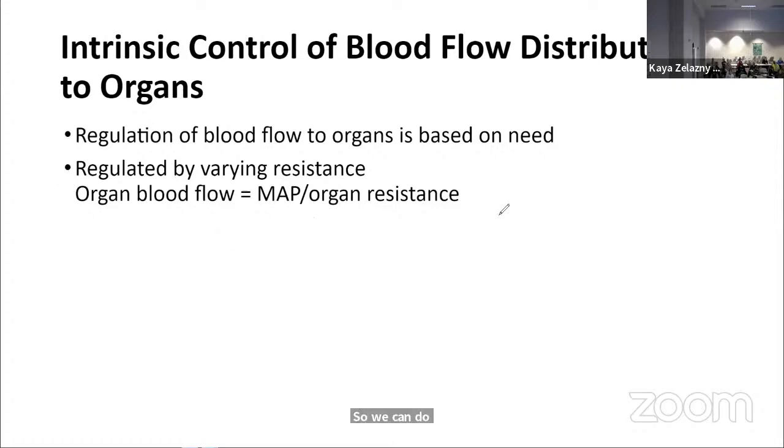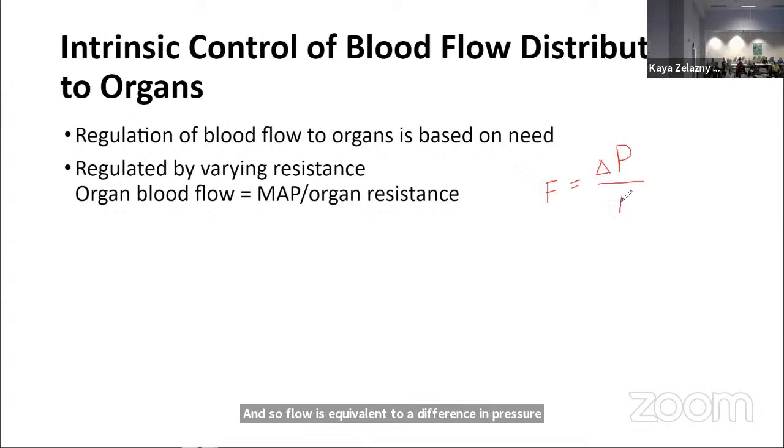because we have a typical flow equation. This is just our same flow equation, actually. Flow is equivalent to a difference in pressure divided by resistance. So all we've done to get this equation is say we don't care about the overall flow anymore; we care about the organ flow, blood flow to the organ. Which means we care about the organ's resistance.